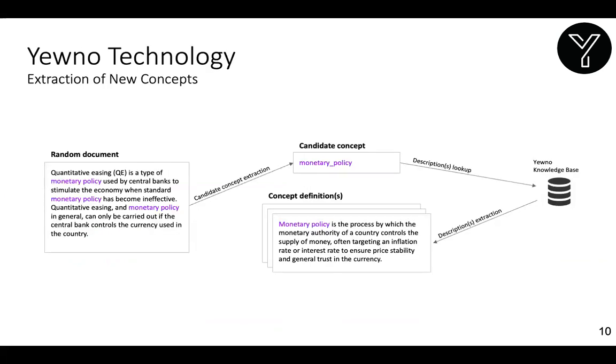So how does the technology do this? In terms of extracting new concepts, on the left-hand side, you can see a piece of document text: quantitative easing is a type of monetary policy used by central banks to stimulate the economy when standard monetary policy has become ineffective. What we're showing here, with the words highlighted in purple, is that monetary policy has been identified algorithmically as a concept. It's been extracted from the text as a candidate concept, and it's been promoted.